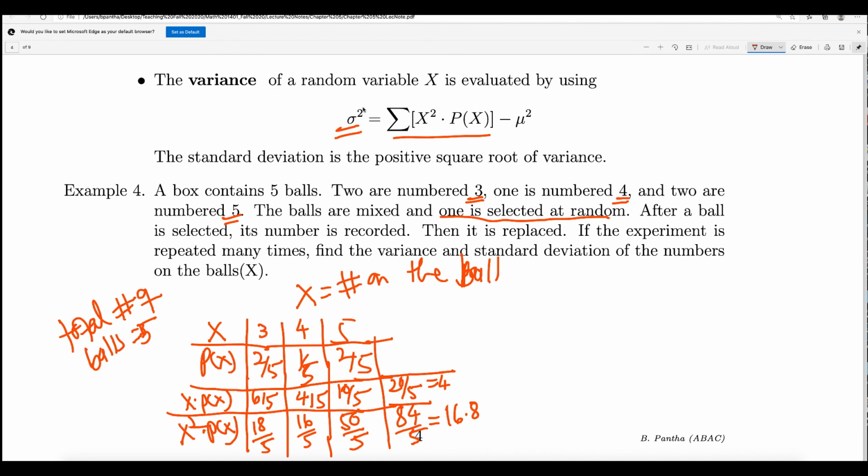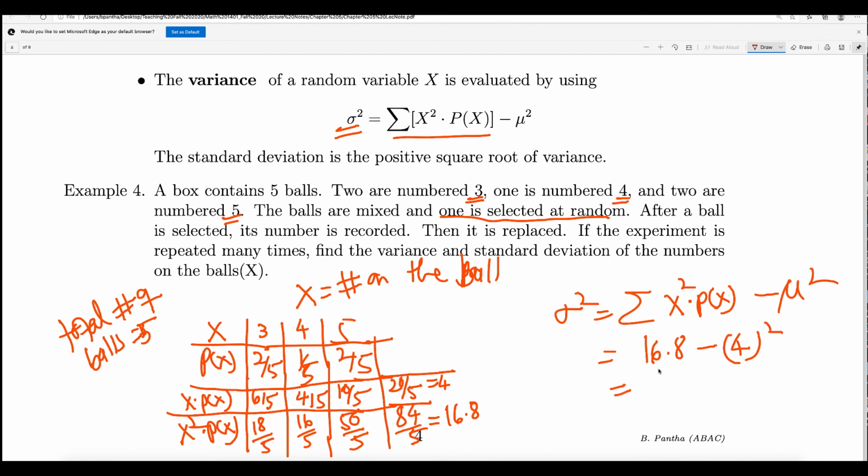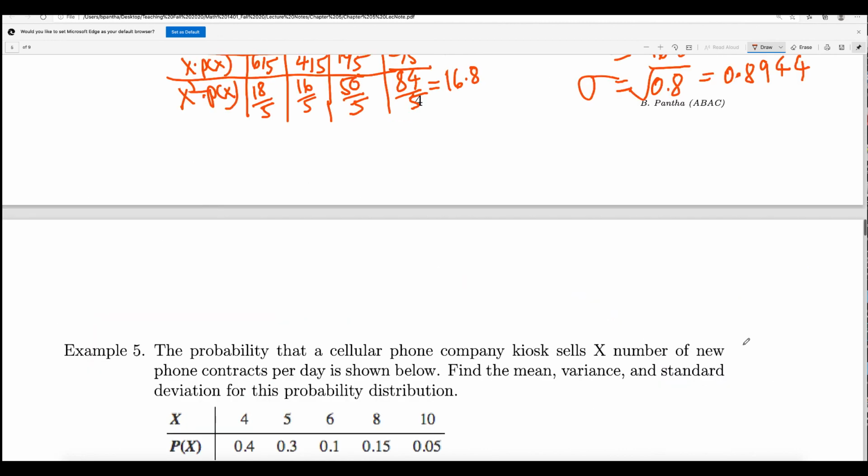Now how do you find the variance? The notation is sigma square, the same as the population variance. So sigma square is summation of x squared times px minus mu square. So how much is that? Summation of x squared times px is 16.8 minus 4 square. That is 16.8 minus 16, that is 0.8. That is the variance. How about the standard deviation? Standard deviation is the square root of variance. So sigma is the square root of 0.8. That is 0.8944. That is the standard deviation.